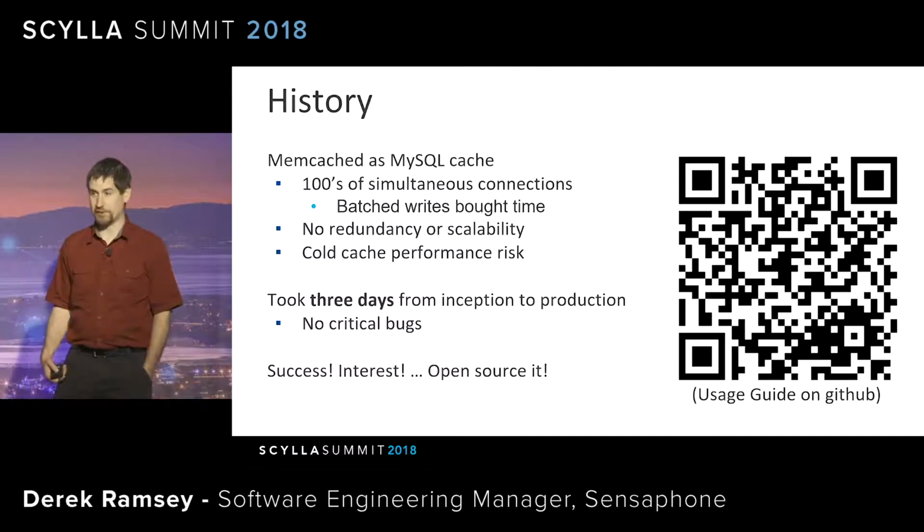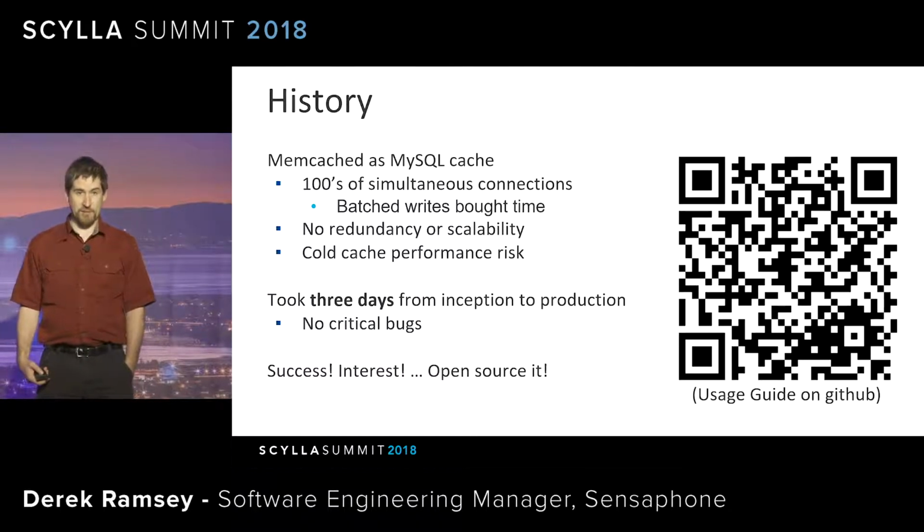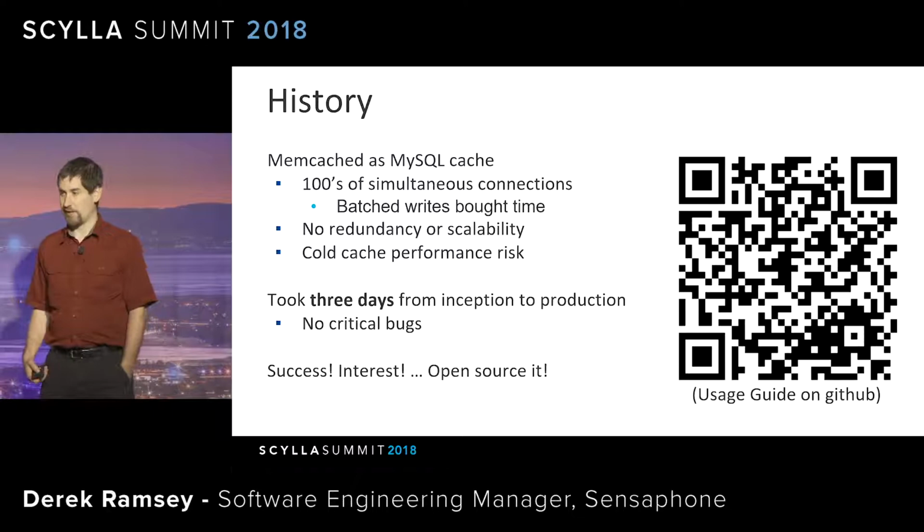A little background history. Sensaphone had a single node MySQL database, and we have lots of devices out in the field, so we'd get thousands of requests, and they would be spanned over hundreds of simultaneous connections, and we wanted to eliminate the write load on our database, so we put Memcached in to cache all of that data.